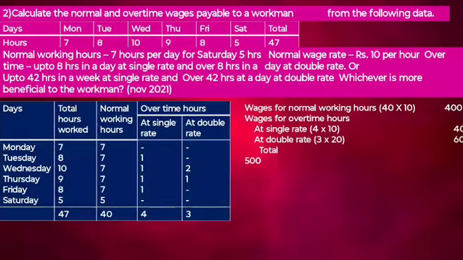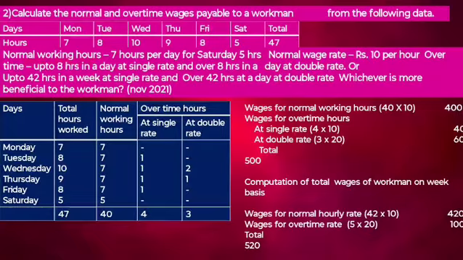So wages for normal working hours is 40 into 10, you get 400. At single rate it is 4 rupees into 10, it is 40. At double rate it is 3 into 20, you get 60. So total you get 500. Hope you understood the problem now. Computation of the total wages of the workman on a week basis. Wages for normal hourly rate is 42 into 10, which is 420, and wages for overtime rate is 5 into 20 rupees, you get 100. So total comes to 520 rupees.